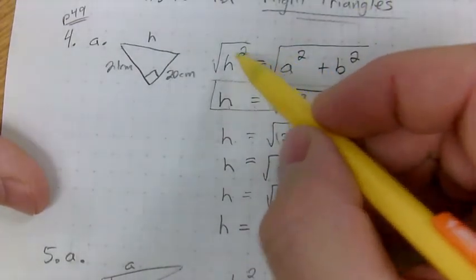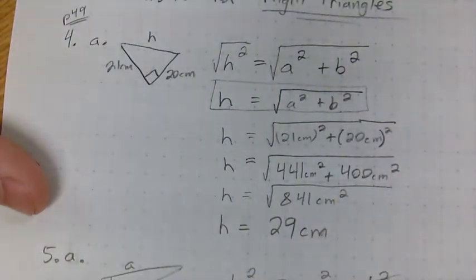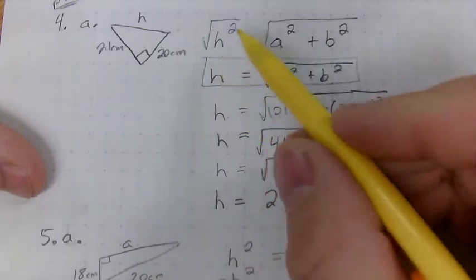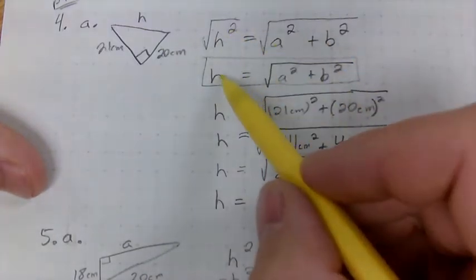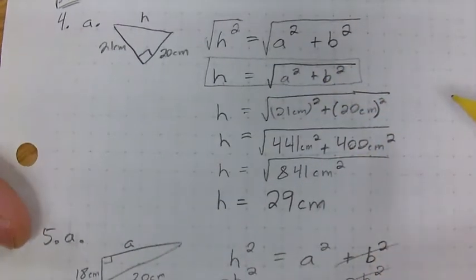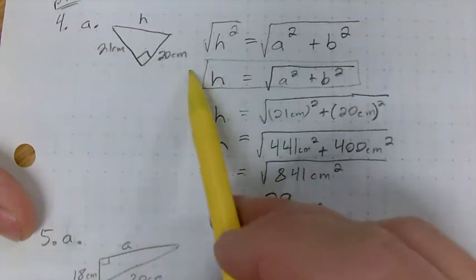To get rid of that squared, what do we need to do? We need to square root it. So we're going to square root both sides. So our formula, if we're trying to find just the hypotenuse, not hypotenuse squared, is h equals the square root of a squared plus b squared. So a is 21, b is 20.